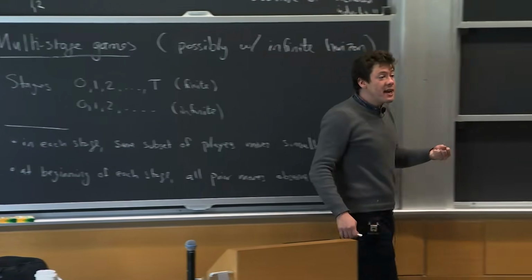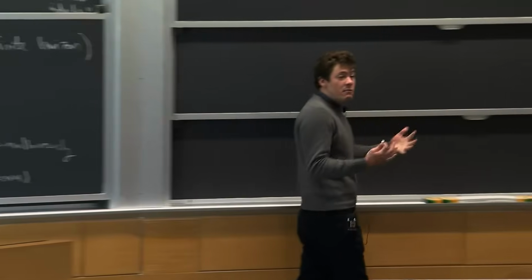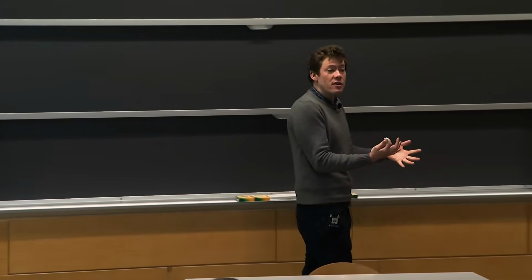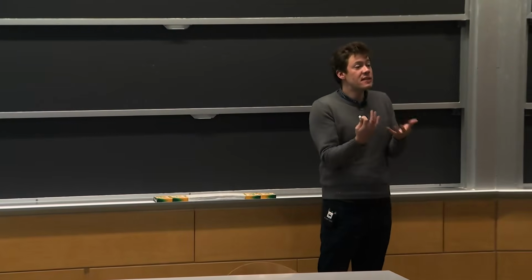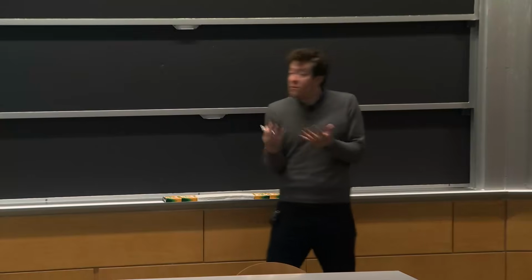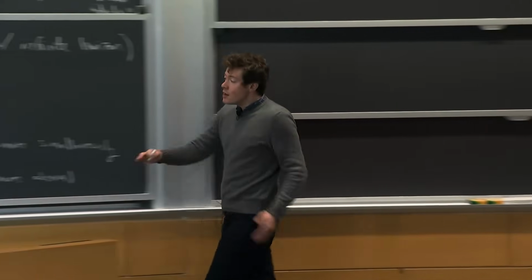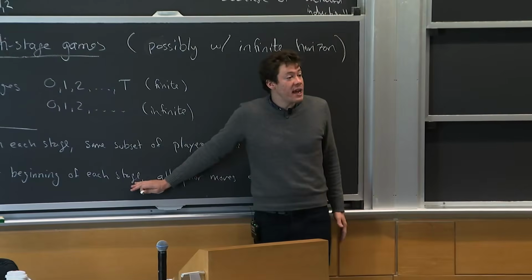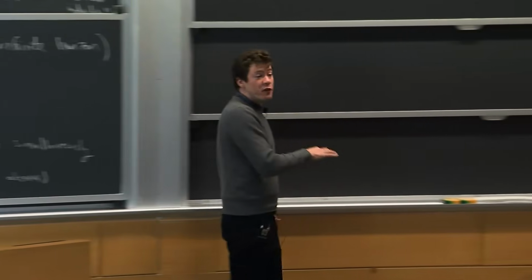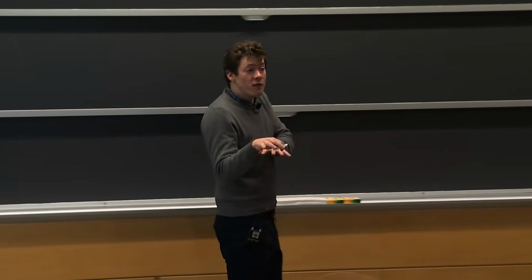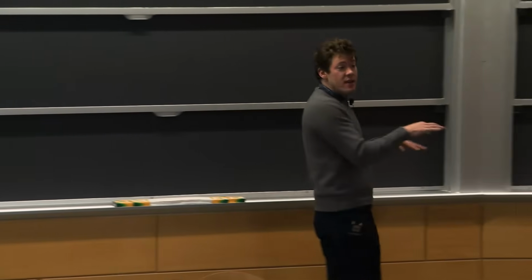And then in the second stage, a subset of players, namely the firms who had chosen to enter in the first stage, then simultaneously chose what quantities to produce. And we made the critical assumption that at the beginning of that second stage, everyone observed the moves in the first stage. That is, all the firms observed which subset of firms had entered in the first stage.